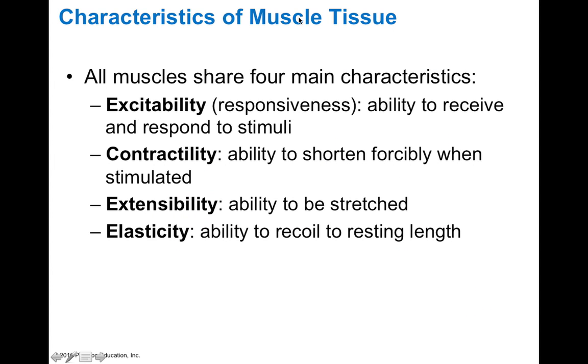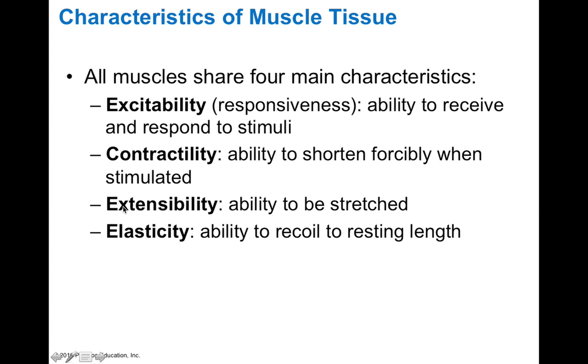Now, all muscle tissue shares these 4 major characteristics. So all muscle tissue is excitable, which means it's responsive, and it can receive and respond to stimuli. Stimuli can be electrical or chemical in nature. Now, contractility refers to muscle's ability to shorten forcibly when stimulated. And this is basically what muscle tissue does.